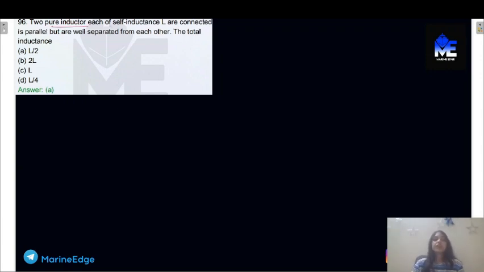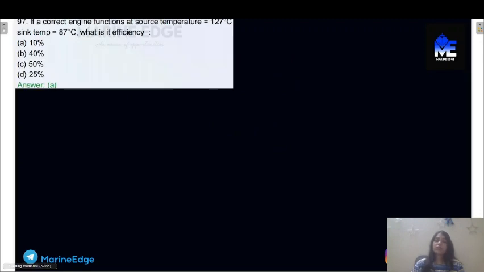Now, moving on. Two pure inductors, each of self-inductance L, are connected in parallel. So for inductors, what is the parallel connection? 1 by L1 plus 1 by L2 is equal to 1 by L equivalent, correct? So L equivalent will be how much? L upon 2. You do not even need to lift a pen for this question, right?